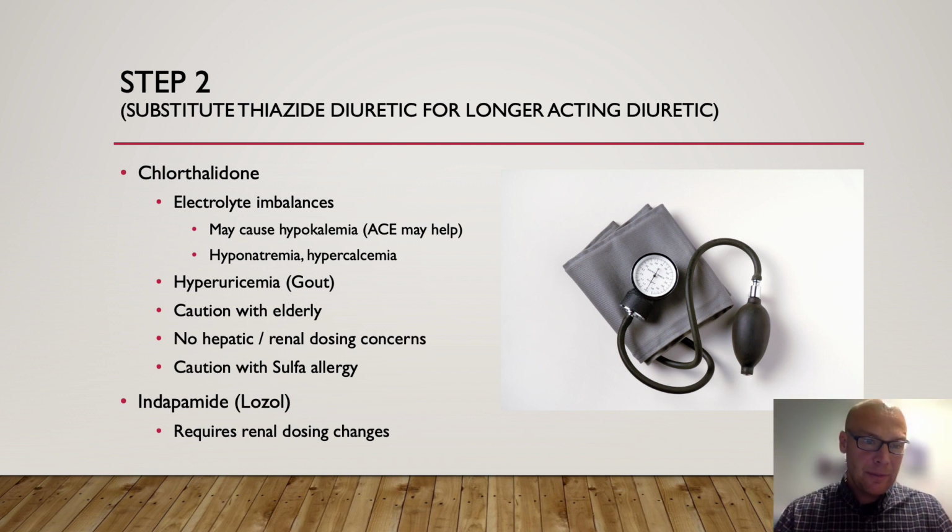I've never used this before, Lozol, but that's one thing you can do. It's kind of the same thing. It's a longer acting diuretic. It's a little bit more expensive, but does require some renal dosing changes as well. But it's something you can add on top of these medications. Typically, chlorthalidone, that's where I go. Usually what I do is I take the thiazide diuretic and replace it, and then monitor at that point and see if it helps.